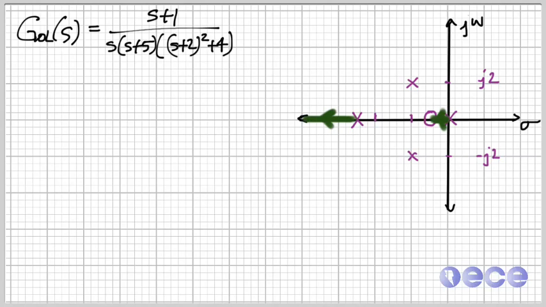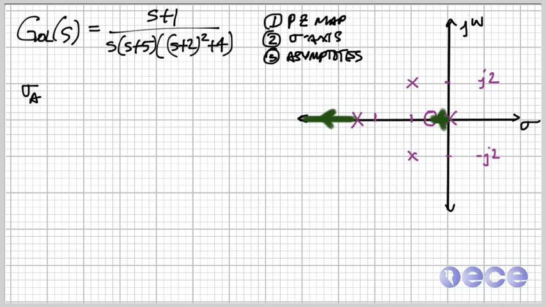So we've already drawn the PZ map. That was step 1, PZ map. Step 2 was real axis segments. We've done that. For step 3, we need to calculate the asymptotes. To calculate the asymptotes, that breaks down into 2 pieces. We need to calculate sigma A, and then we need to calculate all the values phi sub A.